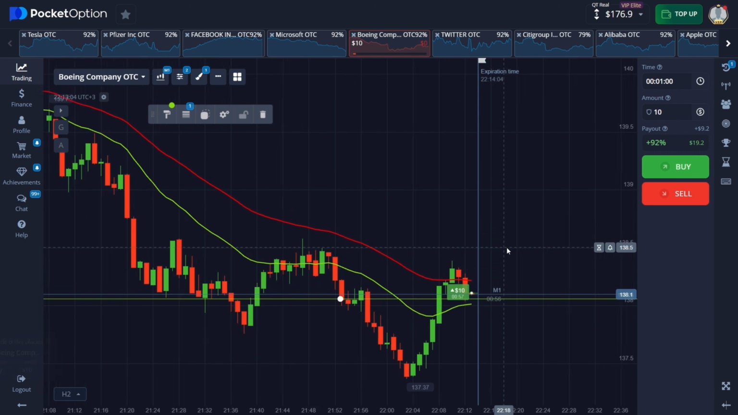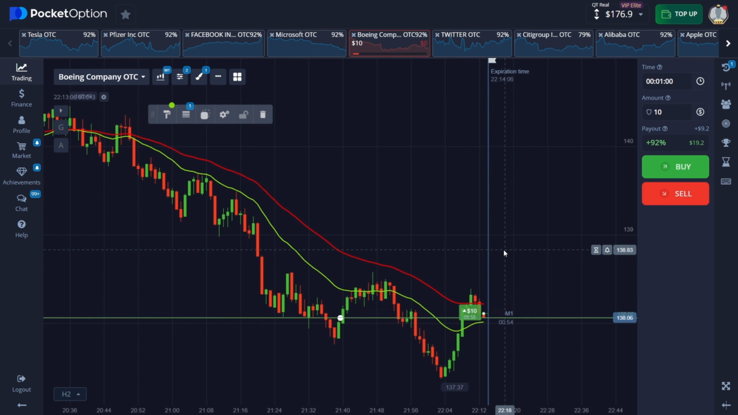This was a retracement trade. You will also see the EMA 25 here, which is why I took this trade. Let's wait for the candle to close. Right now, the trade is not in our favor.